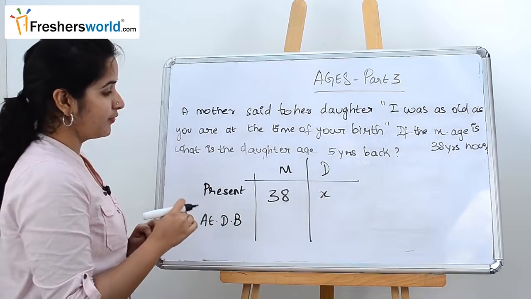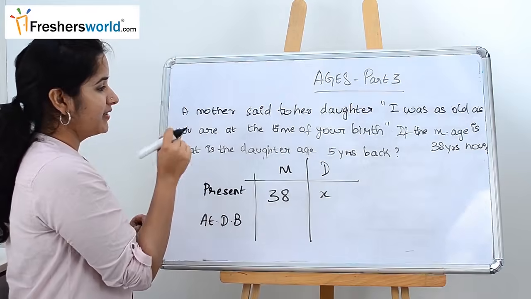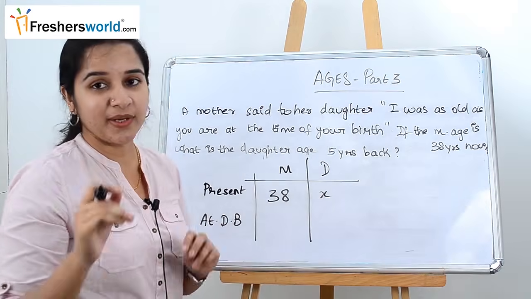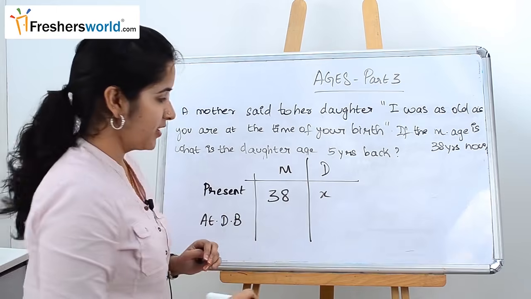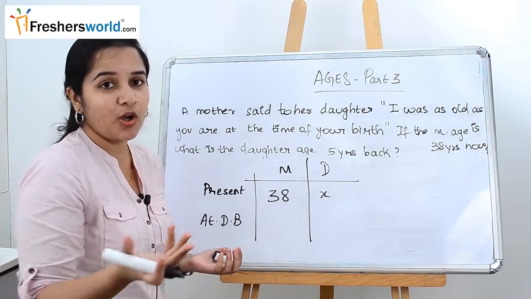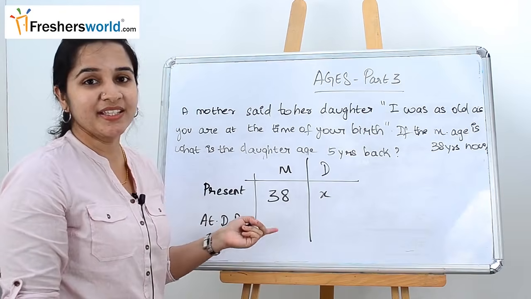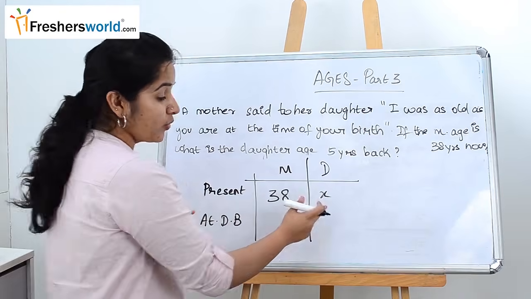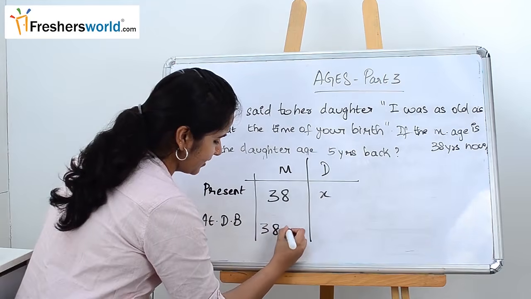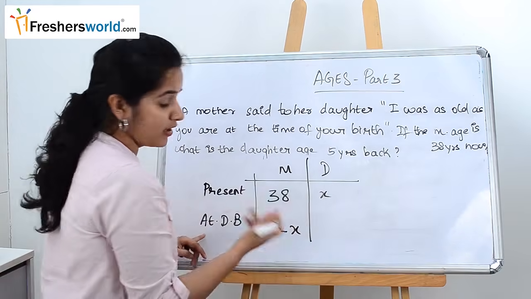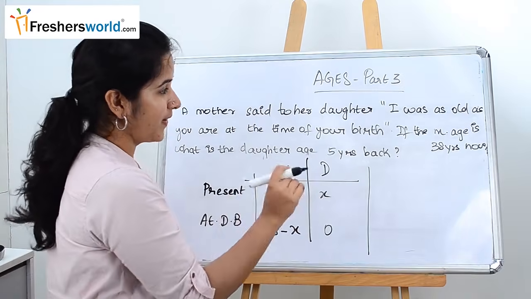So, at the time of daughter's birth, what she has told is, I was as old as you are at the time of your birth. So, whatever the present age of daughter, that's what her mom was when she was born. Let's take a daughter's age maybe 20 years or something. So, the mother's age will be the same at that time. We don't know the age, so we take it as x. So, here it will be 38 minus x. Daughter's age at her birth will obviously be 0. So, leave that, and let's go back to the question and read it again.